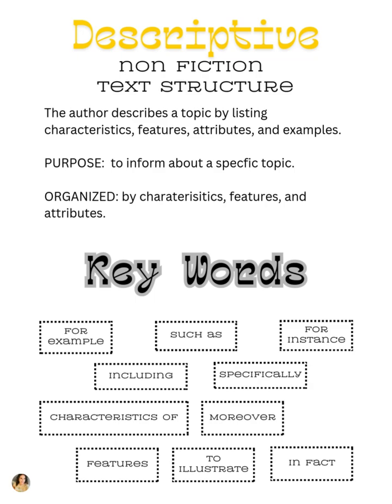Defining descriptive nonfiction text structures. This is where the author dives deeper into describing a topic by listing characteristics, features, attributes, and examples. The purpose of a descriptive text structure is to inform about a specific topic. It's just one single topic, and it's organized by characteristics, features, or attributes. So sometimes if it's a longer passage, the subheadings will each be some detail about the idea or the topic.